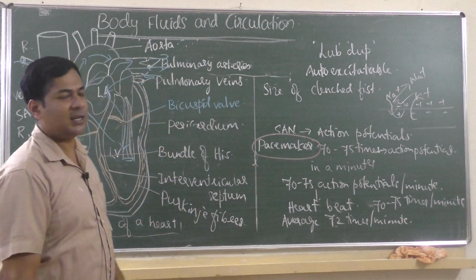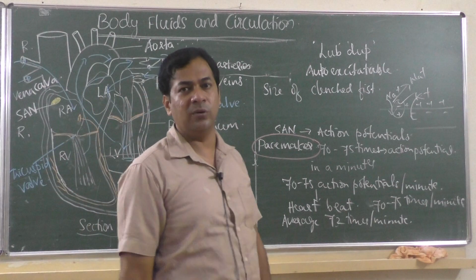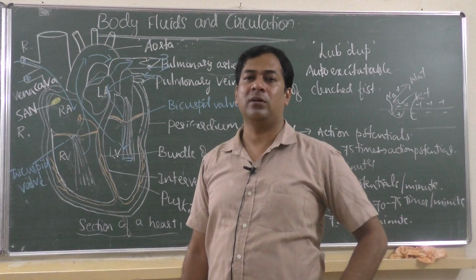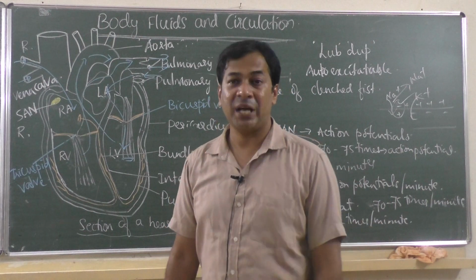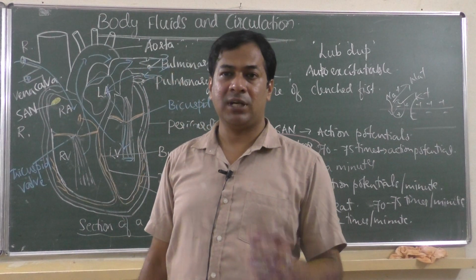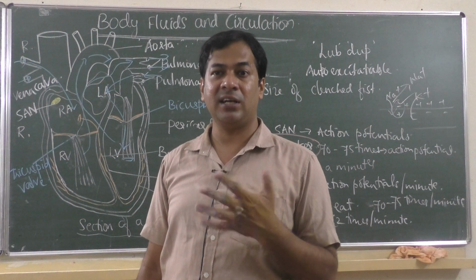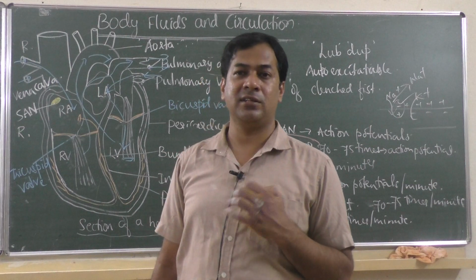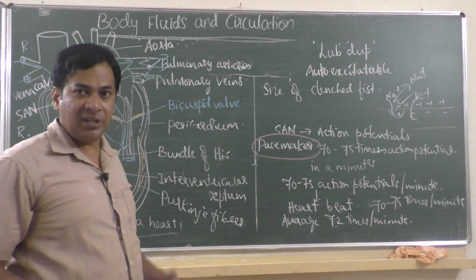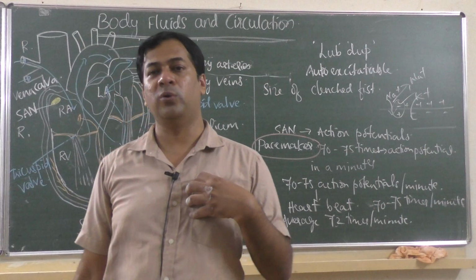If the sinoatrial node is not proper or some problem is there in it, then they put an artificial sinoatrial node, an artificial pacemaker, by operation. It is an electrical device they put in, and it generates electrical signals continuously. It acts like a SAN, but it is artificial. But we all have a natural SAN. We don't have an artificial one, we have a natural sinoatrial node.